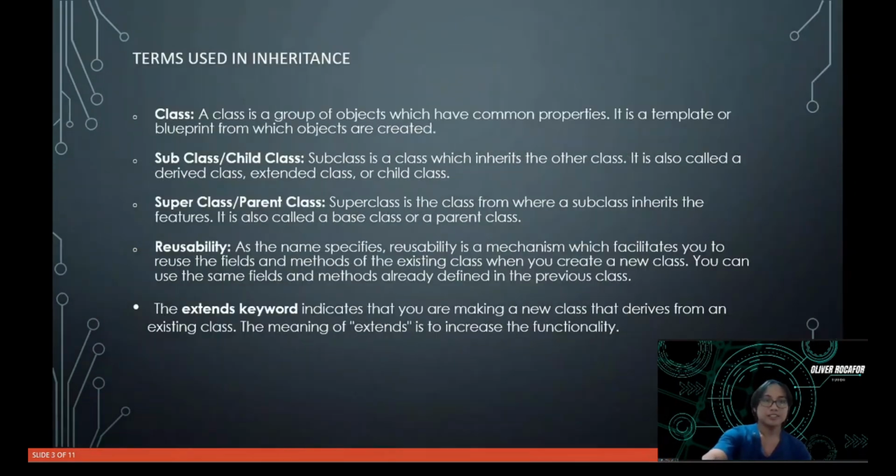So, next slide. Terms used in inheritance. Class. A class is a group of objects which have common properties. It is a template or blueprint from which objects are created. So, mamaya papakita natin sa program natin kung ano yung class. Yun yung unang-unang nakikita natin kapag mag-type tayo ng program. Next is yung subclass or child class. Subclass is a class which inherits the other class. It is also called a derived class, extended class, or child class.